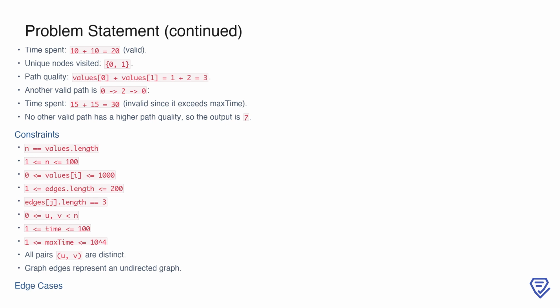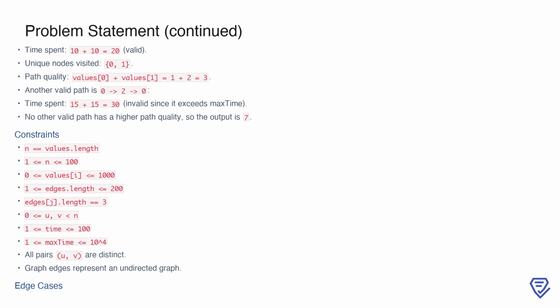The unique nodes visited are nodes 0 and 1. The path quality is calculated as values[0] plus values[1], which equals 1 plus 2, resulting in a value of 3. Another possible path, 0-2-0, has a traversal time of 15 plus 15, which equals 30 seconds. This exceeds the time limit, making it invalid.